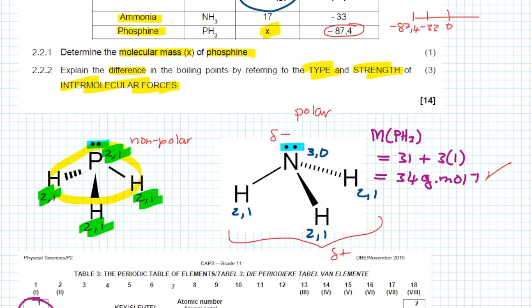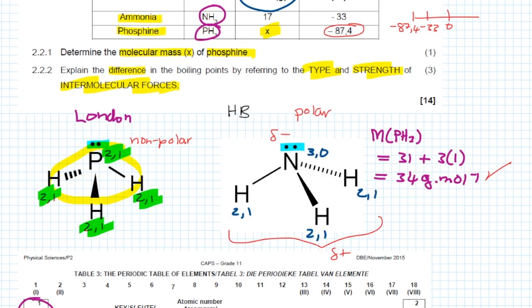Between non-polar molecules in the substance, so between a phosphine molecule and another phosphine molecule, we're going to have London forces because it is non-polar. Between polar molecules, we either have dipole-dipole forces or a special type of intermolecular force called hydrogen bonds. So between an NH3 and another NH3, we are going to have what we call hydrogen bonds.